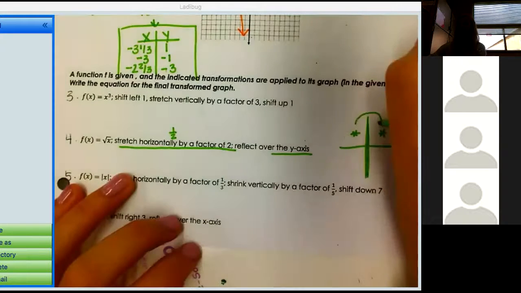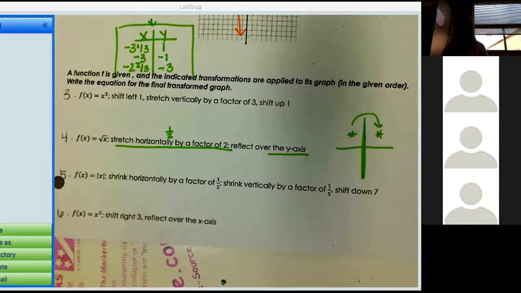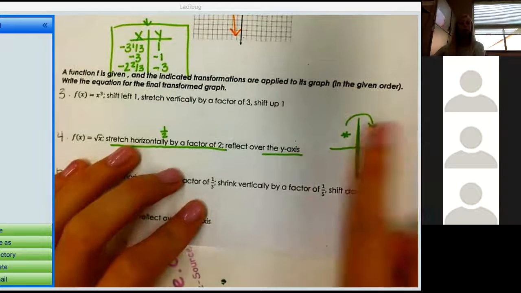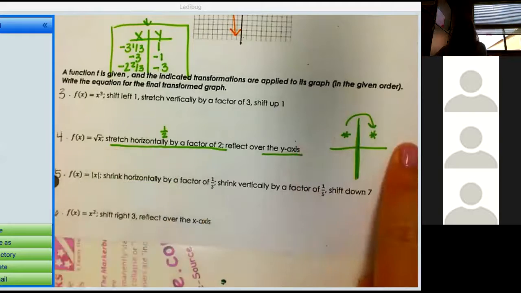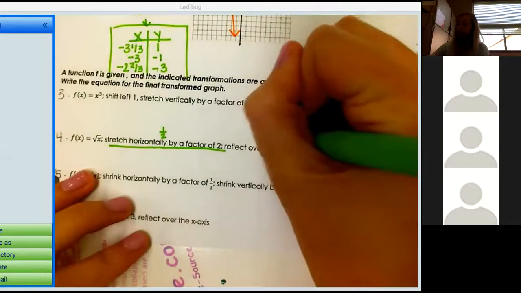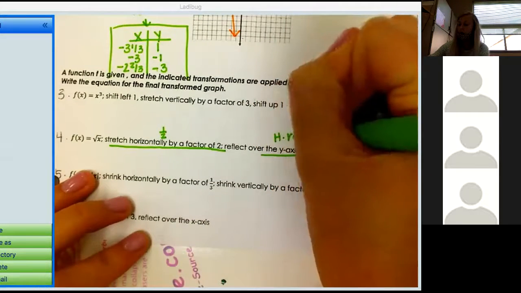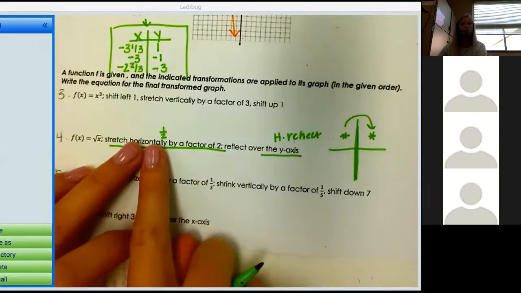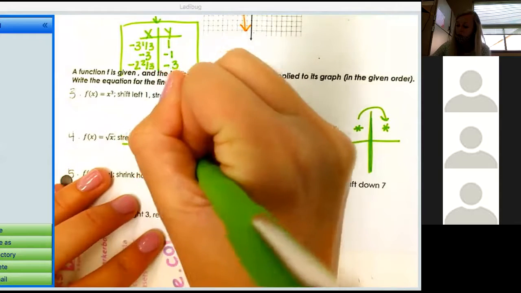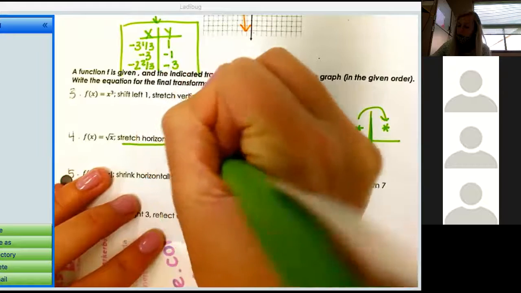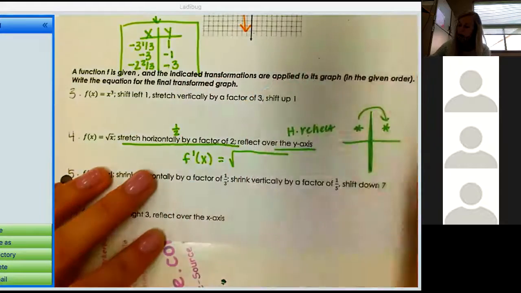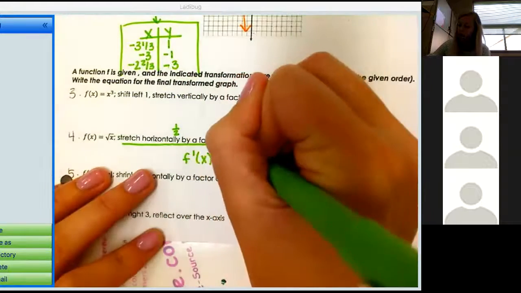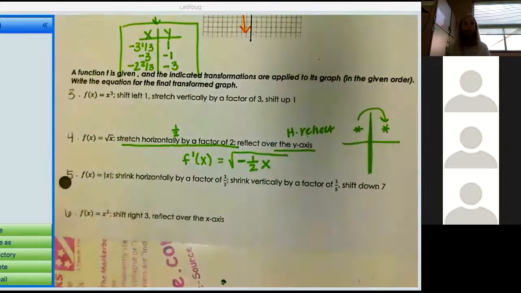If we end up over here, say it again. Horizontal, not vertical. We're flipping over y. That means we're going left or right, okay? So that's horizontal. So I've got a horizontal reflection, and I've got a horizontal stretch by 2, which is going to say 1/2. So your equation should have looked like this. Square root. Horizontal reflection means negative on the inside, 1/2 x.